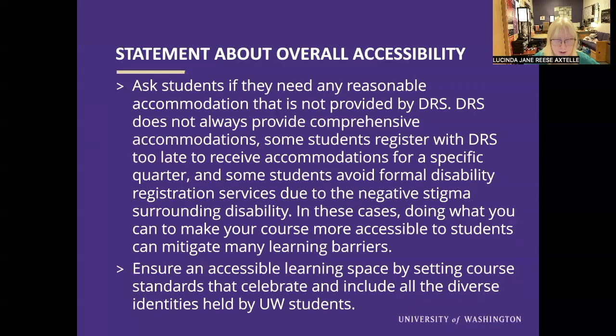So one thing that is really important is you should always ask students if they need any reasonable accommodation that is not provided by the DRS, even if they're DRS students. DRS does not always provide comprehensive accommodation. Some students register with the DRS too late to receive accommodations for a specific quarter, and some students avoid formal disability registration services due to the negative stigma surrounding disability. In these cases, doing what you can to make your course more accessible to students can mitigate many learning barriers. Ensure an accessible learning space by setting core standards that celebrate and include all the diverse identities held by UW students.